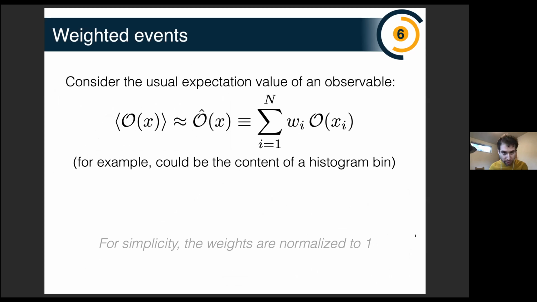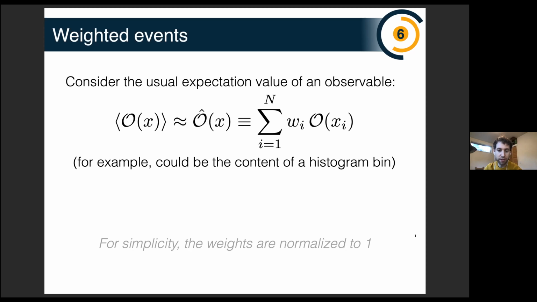Suppose we have the usual setup where you have some expectation value of an observable, and script O here is going to be the observable. If we want to compute the average value, it's just a sum over all the events i, where O of x_i is the observable, weighted by their weight w_i. This is generic, true for any observable we want to compute. In particular, it could be the content of a histogram bin, where O is just 1 if it's in the bin and 0 otherwise. And in what I'm going to show here, although it doesn't matter too much, the weights are normalized to 1. So in the unweighted case, w_i is just 1 over n.